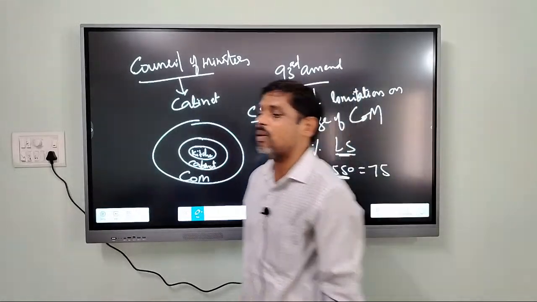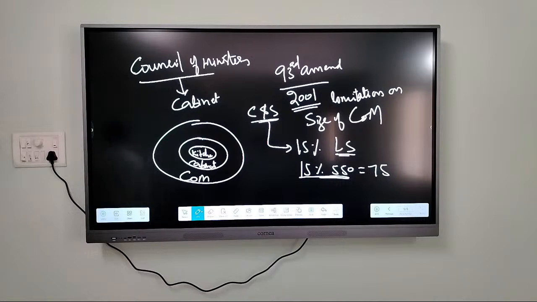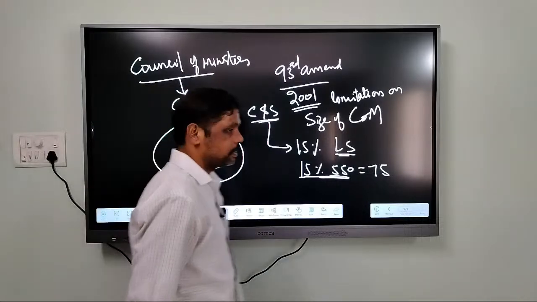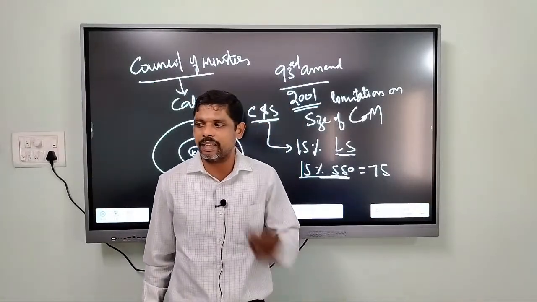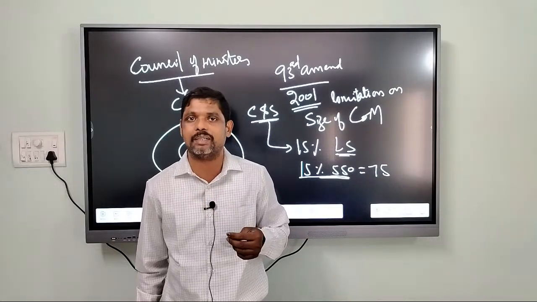If the size of council of ministers is higher, what will happen? Where is the impact seen? The impact will be seen on decision making. It is not that easy. It won't be easy for the prime minister to take the decisions. It will be difficult to take the decisions by prime minister.